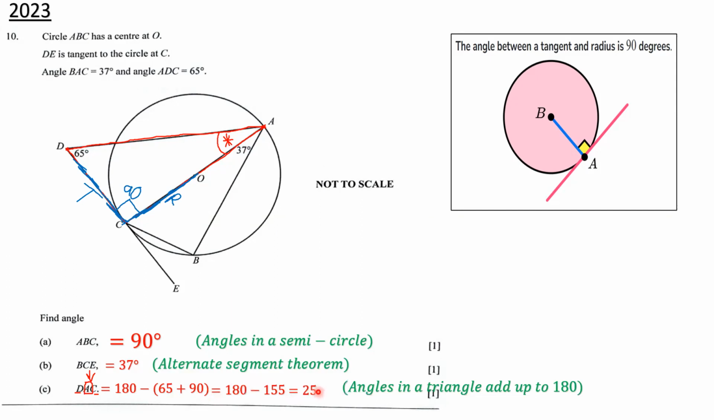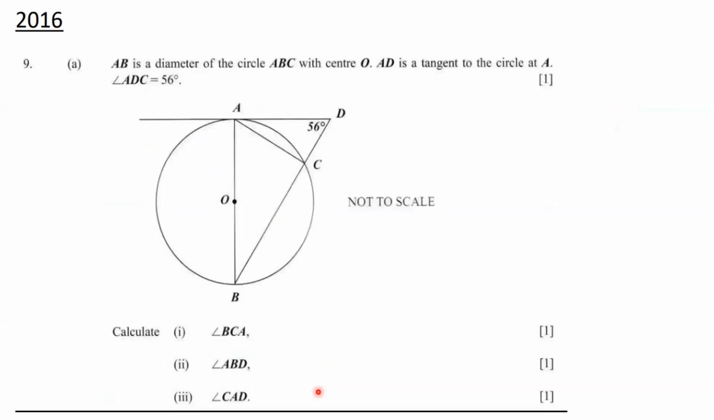Okay, let's move on to the next question. Here in 2016, it says AB is a diameter of the circle ABC with center O. AD is a tangent to the circle at A. Angle ADC equals 56 degrees. Here we have a diagram, and the first thing they ask us to do is calculate angle BCA.